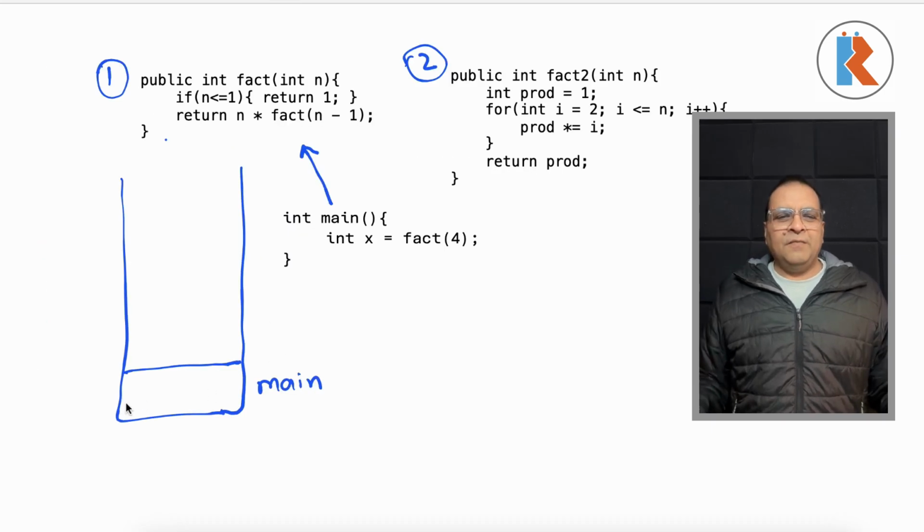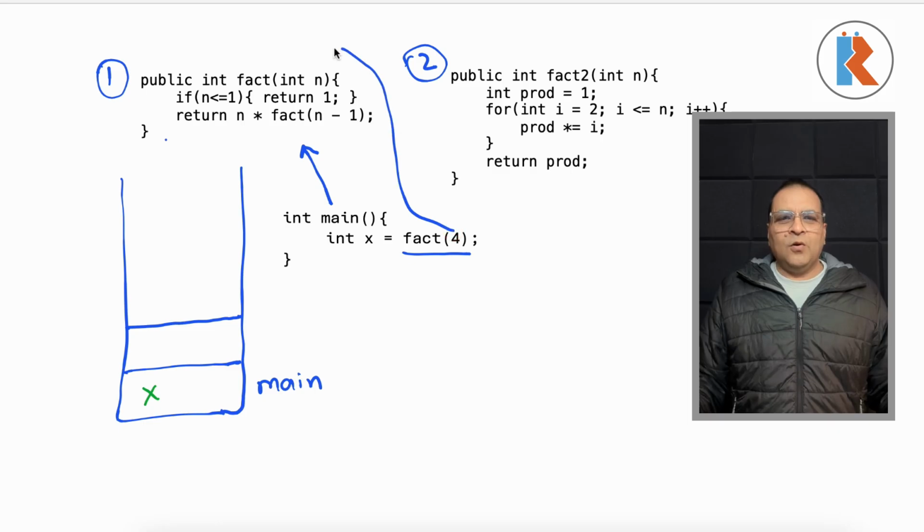The stack frame of main function will have one local variable x, but the value of this local variable x will be initialized by the return value of this factorial function. Therefore, this factorial function is called. So when the factorial function is called, this 4 goes to this variable n. The fact function also has only one local variable and that variable is n. This variable n will be initialized with value 4.